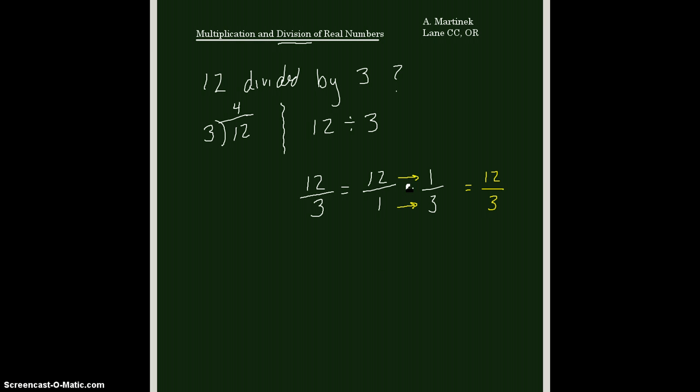So this is 12 times 1/3. Well, 12 over 1 is the number 12. So I just said 12 times 1/3. That's the same thing as 12 divided by 3. Right, so these are the same. So I've taken division and written it as multiplication.